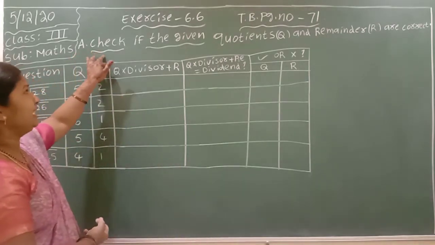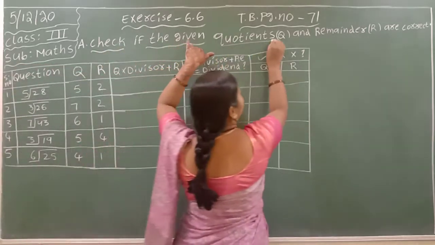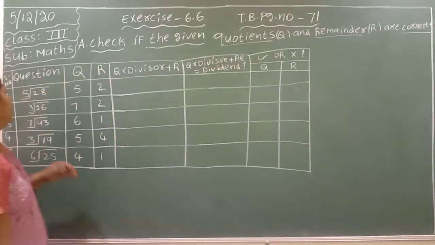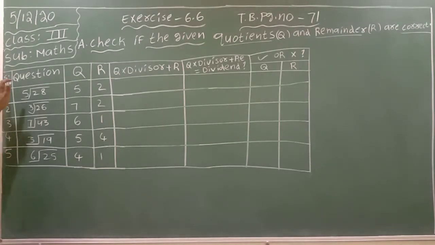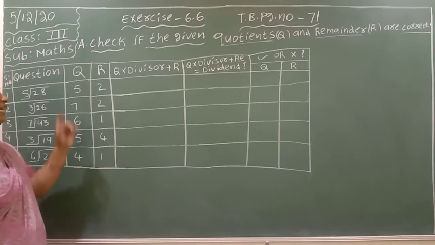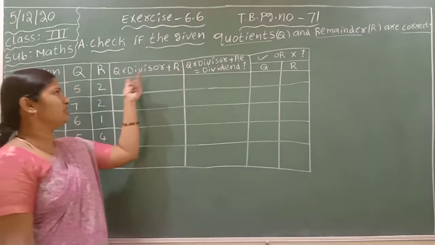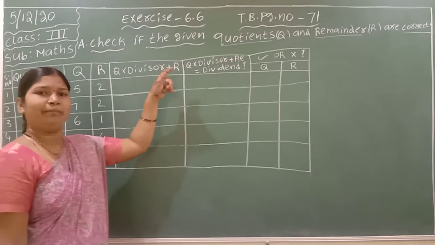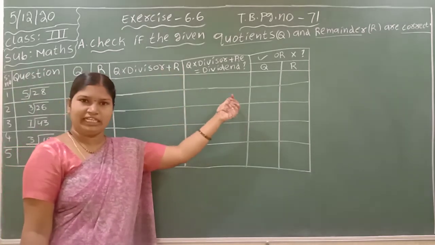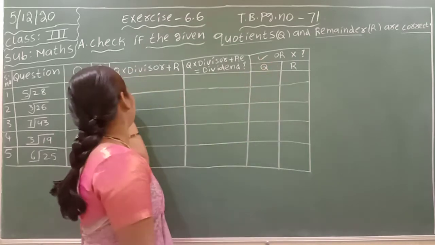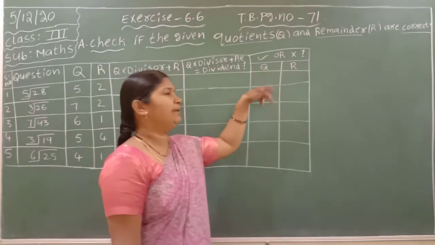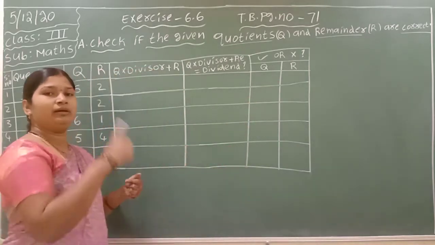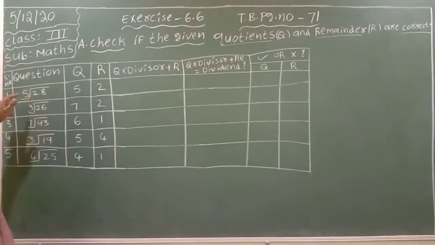Here, heading A is: check if the given quotient and the remainders are correct or not. First of all, the given serial numbers are 1 to 5, with the given quotient and remainder. Checking is known as the formula of checking the division: quotient into divisor plus remainder is equal to the dividend, yes or no. If the quotient is correct, keep a tick mark. If wrong, keep a wrong mark. If the remainder is this number, keep a tick mark. If you are getting another number, keep a wrong mark. Okay. First one I am explaining, see here.